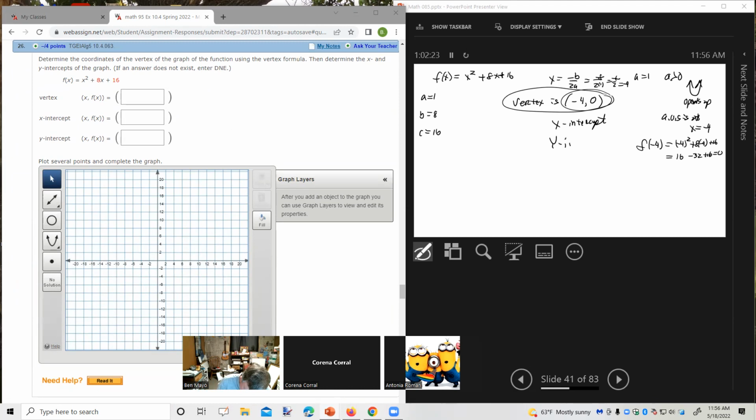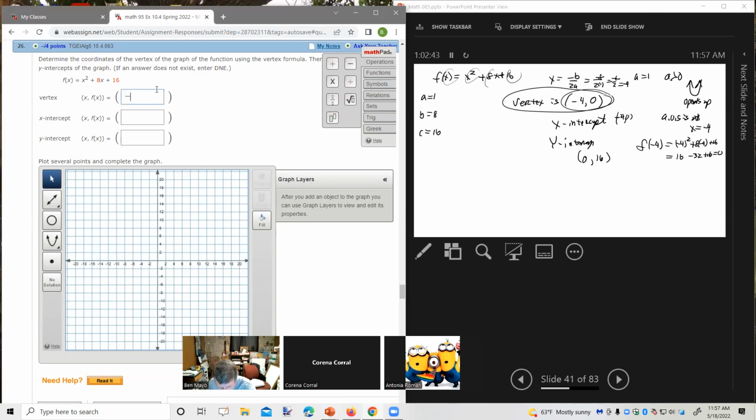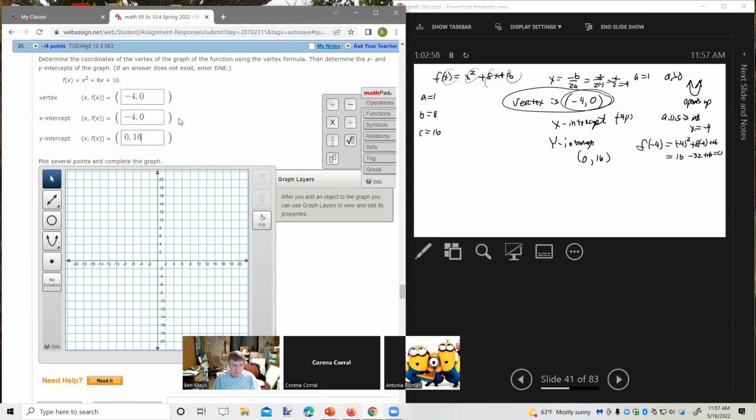Well, I'll show you in just a bit. Let's find the y-intercept. So the x-intercept is (-4, 0). The y-intercept is f of 0, which is (0, 16), right? Because if x is 0, that term is 0, that term is 0, and all that's left is your constant term. So the vertex is at (-4, 0). The x-intercept is at (-4, 0). The y-intercept is at (0, 16). All right, so far so good? Yes.